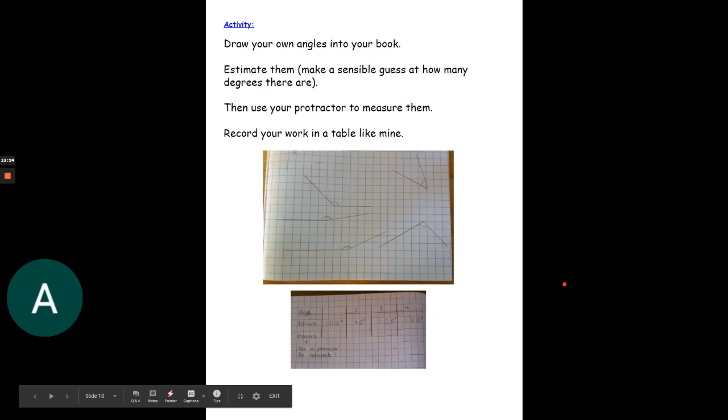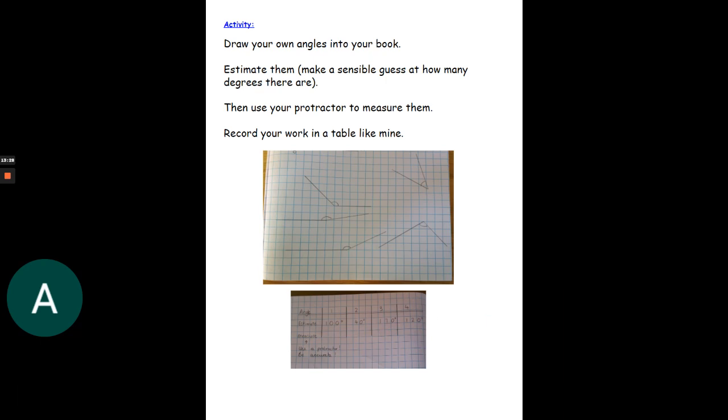For this next activity, you're going to draw angles into your book. So you've had a couple of practices at that. You're going to estimate them or make a sensible guess at how many degrees there are. Then you're going to use your protractor to measure them. Now I have recorded my work in a table. I've got my angle and I've done 5, but my table shows I'm going to do 4 of them. So I've got my estimates.